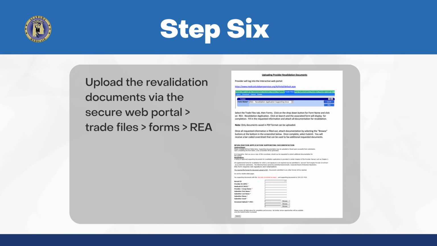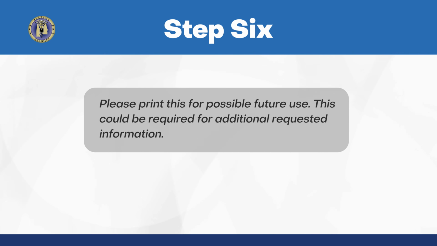Step 6. Upload the revalidation documents via the Secure Web Portal. Click Trade Files, then Forms, then REA. Once the submission has been successful, a barcoded cover sheet with the record ID number will generate. Please print this for possible future use. This could be required for additional requested information.